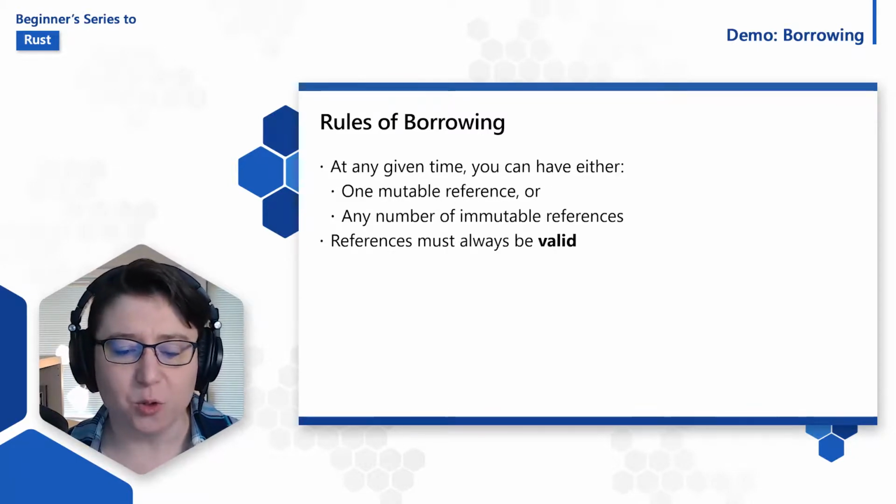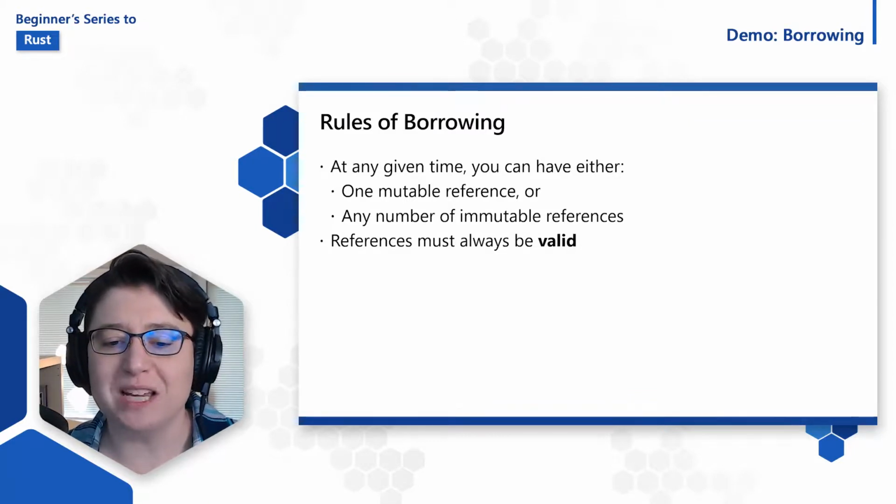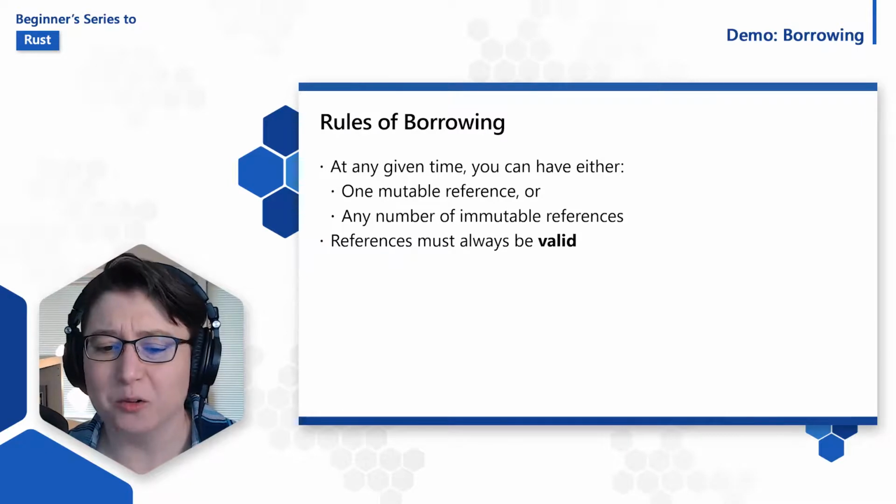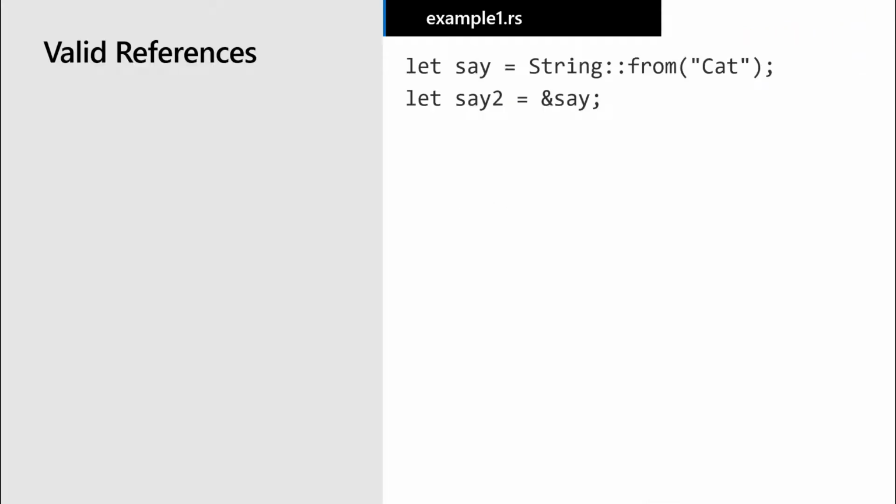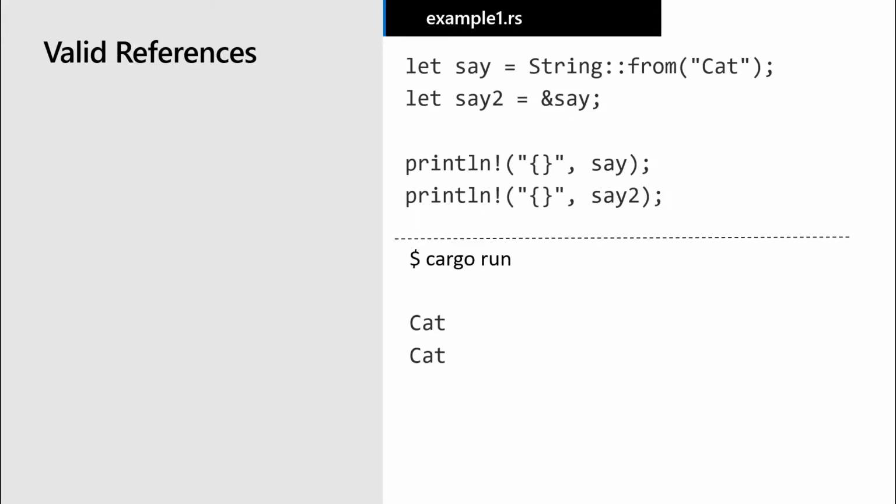The second rule is that references must always be valid. And let's look at an example of this second rule. First, we create a string and assign it to the say variable. Then we assign a reference to that string to the say2 variable. And then let's print out both variables. When we run this, we see the value of both variables printing out just fine.